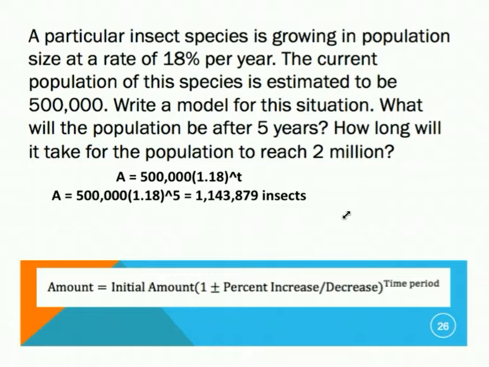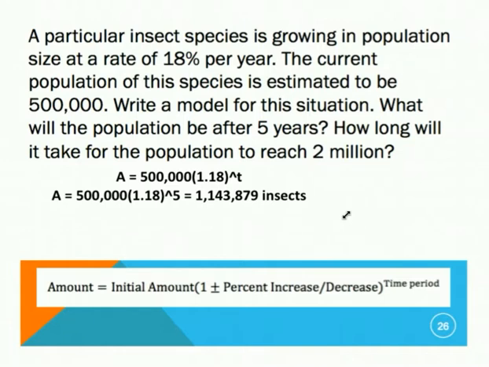Now it asks how long will it take for the population to reach 2 million? So after 5 years, it hasn't quite reached 2 million. So what we actually want to do is a little bit of guess and check. You're going to take your original equation, the 500,000 times 1.18 to the power t, and plug in a few values. For example, I might want to try maybe 7 years. Maybe I think that that's long enough.